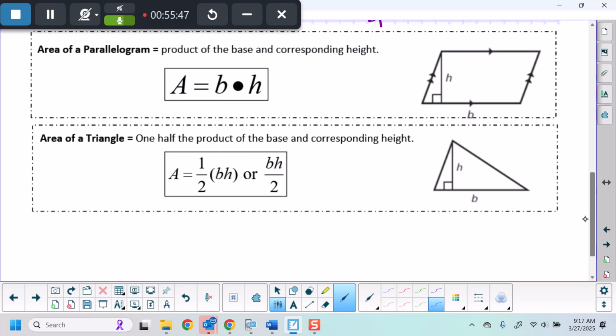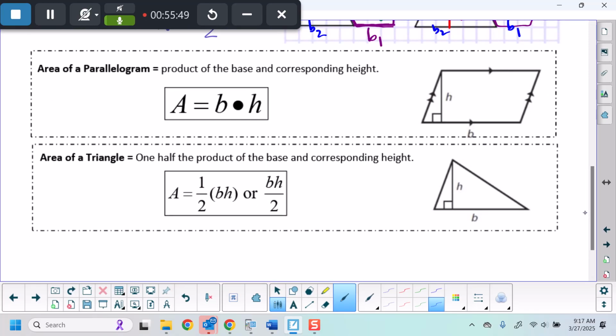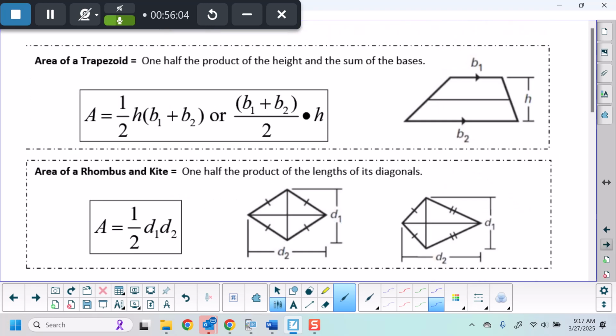Maybe you are a formula memorizer. Maybe you're like, I don't need gimmicks, just tell me what it is. All right, the area of a parallelogram is base times height. The area of a triangle is 1/2 of the base times the height. Turn your page. Area of the trapezoid, half of the height times the sum of the bases. Area of a rhombus and a kite, 1/2 the product of the diagonals.